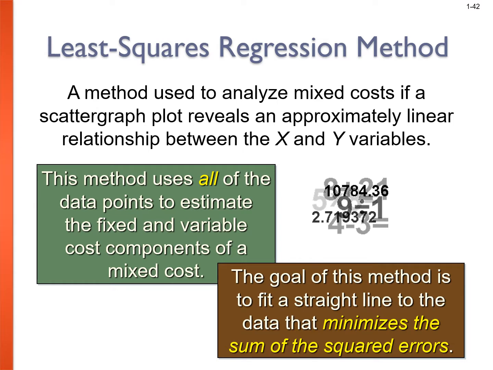Another method for analyzing mixed costs is something called regression analysis. A scatter graph plot reveals an approximate linear relationship between X and Y. So you could basically draw a straight line, then you can use this method. It's a method very easily used in Excel because you use all of the data points to estimate the fixed and variable cost components of a mixed cost. The goal of this method is to fit a straight line to the data that minimizes the sum of the squared errors.